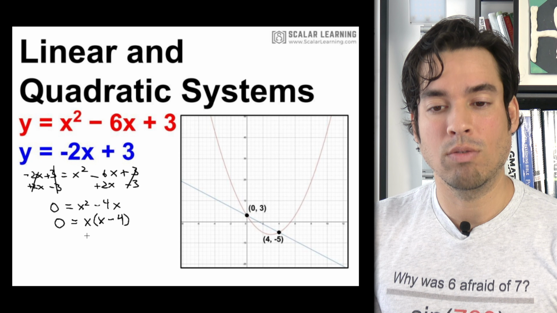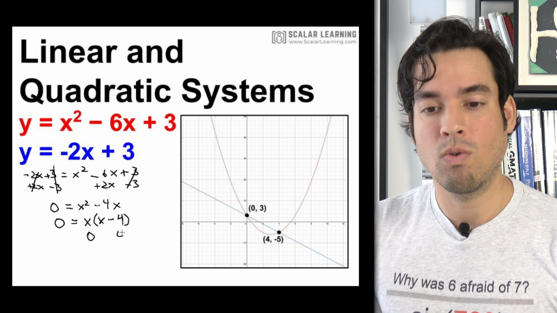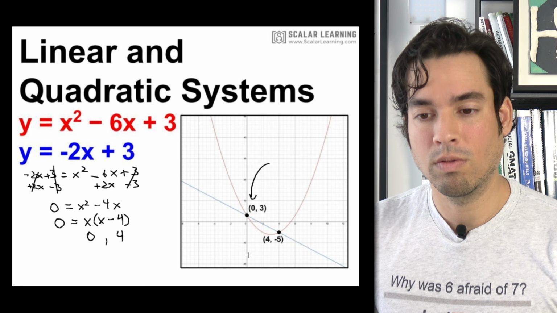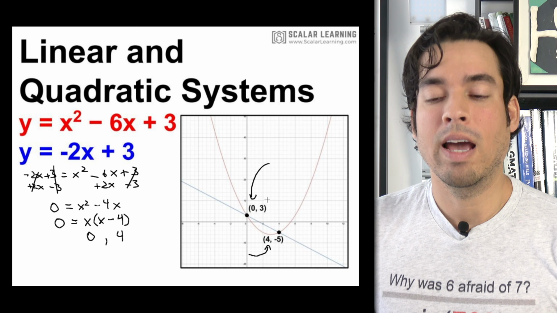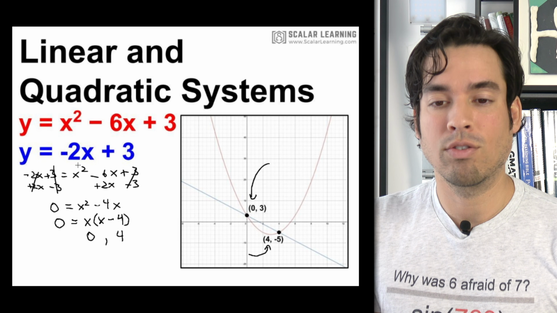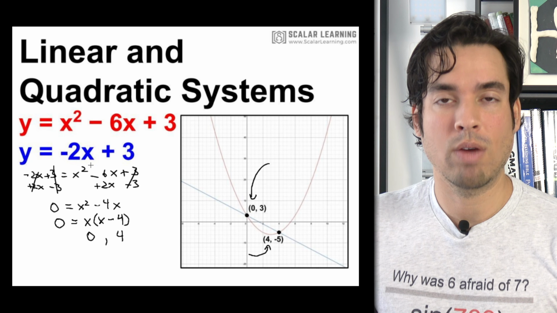What zeros this out? It would be 0 and 4. And if you notice on the graph, there's the 0 and there's the 4. Now, if I wanted to get the corresponding y values, I just plug in those x values into either of these equations, and I'll get the right y value.